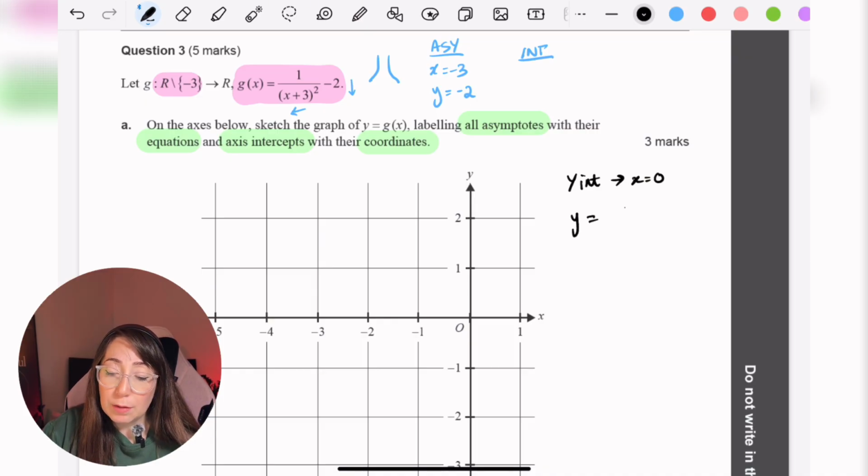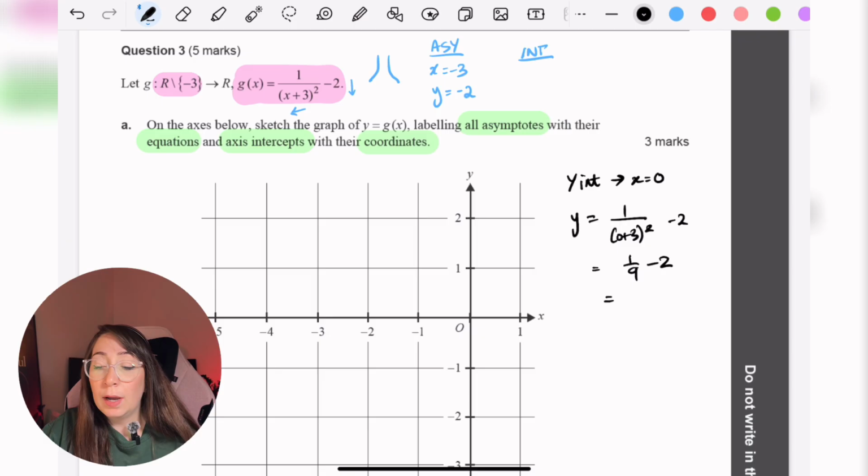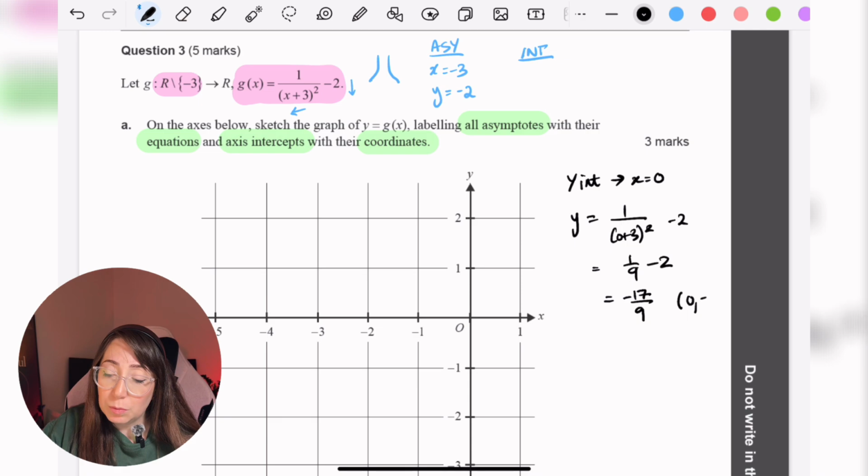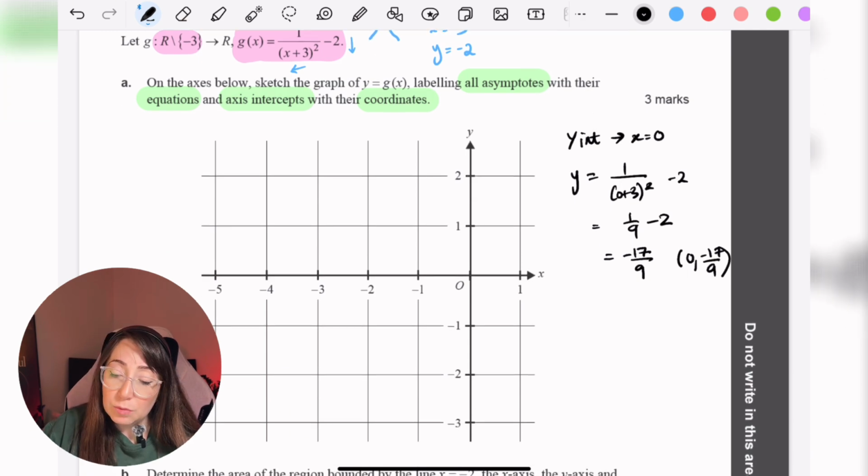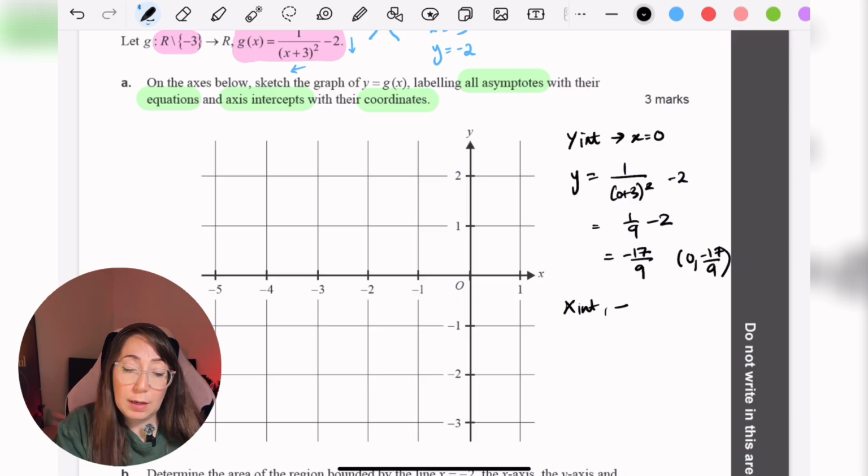So that'll be y equals 1 on (0 plus 3) squared, minus 2. That'll be 1 on 9 minus 2, and then 9 times 2 is 18, and 1 minus 18 is -17 on 9. So our y-intercept will be (0, -17 on 9). Next, we'll have our x-intercept. That's when y will equal 0.